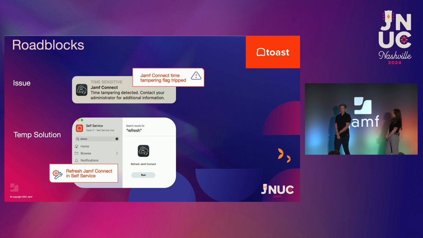After working with the support team, we understood we needed to find a way to clear the time tampering flag from the Jamf Connect state plist in an ad hoc manner. So we simply published a policy script to Jamf self-service that would clear this flag and just told our users to run it ad hoc as they encountered the issue. And we simply called this script refresh Jamf Connect because we're clever like that.